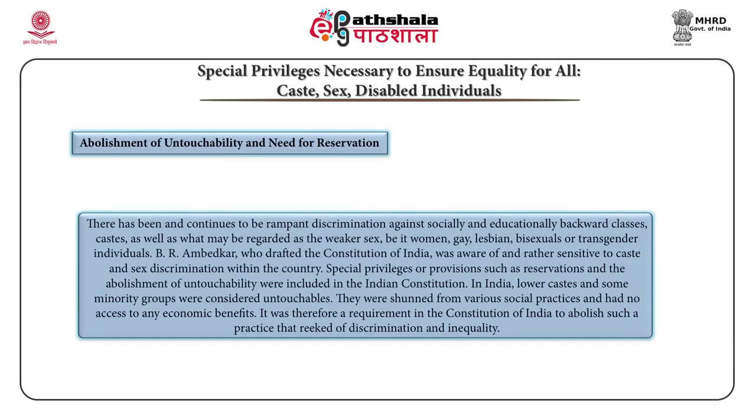B.R. Ambedkar, who drafted the Constitution of India, was aware of and rather sensitive to caste and sexual discrimination within the country. Special privileges or provisions such as reservations and the abolition of untouchability were included in the Constitution. In India, lower castes and some minority groups were considered untouchables. They were shunned from various social practices and had no access to economic benefits. It was therefore a requirement in the Constitution of India to abolish such a practice that reeked of discrimination and inequality. So you can have no robust right to equality if you have real everyday practices of inequality.